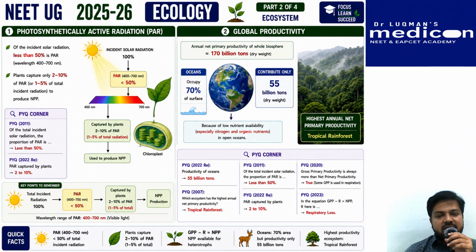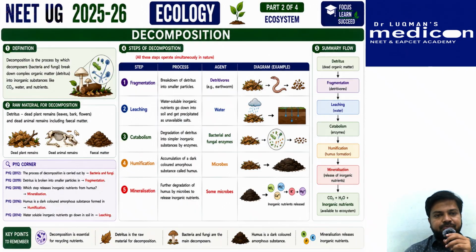Highest annual net primary productivity, it is very important. Highest annual net primary productivity is seen in tropical rainforest. Let's see the PYQs. Okay, stop the video and study the PYQs.